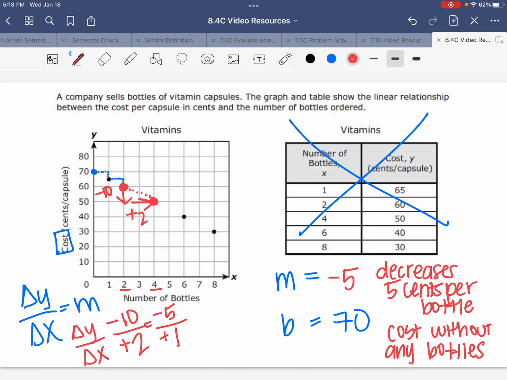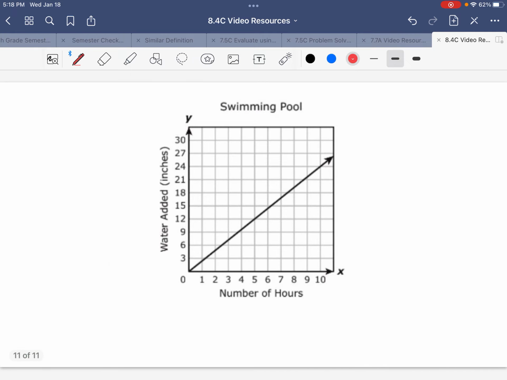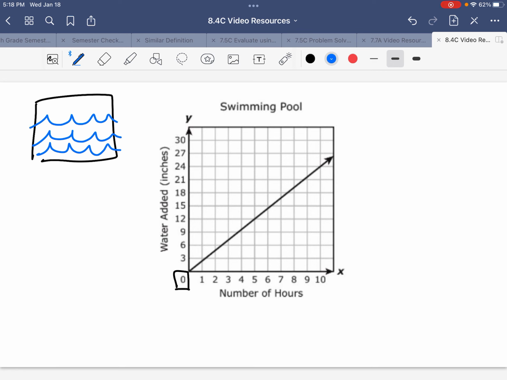We're going to take a look at one more example. So now we have a swimming pool, and our x-axis shows us number of hours, and our y-axis shows us water added. So basically, here's our pool, and it started at 0 is what I'm seeing, and then they're adding water over the course of a couple hours, and they're recording how much water has been added.